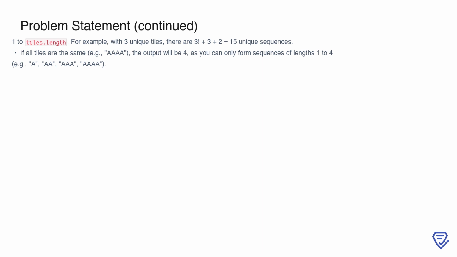On the other hand, if all the tiles are unique, like ABC, the total number of unique sequences is the sum of all permutations of lengths from 1 to the length of the string. For instance, with 3 unique tiles, you would calculate 3 for the single-letter sequences, 6 for the 3-letter sequences, plus additional sequences of shorter lengths, resulting in 15 unique sequences. Finally, if all the tiles are identical, such as AAAA, the number of unique sequences corresponds to the lengths you can form, A, AA, AAA, and AAAA, giving a total of 4 unique sequences.